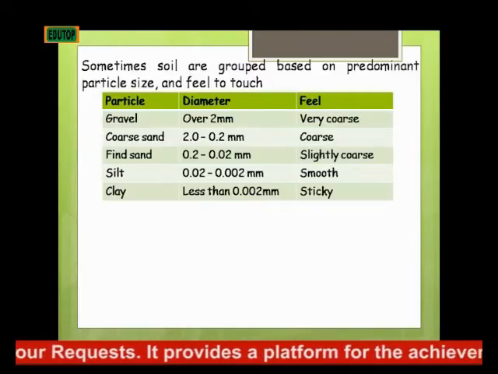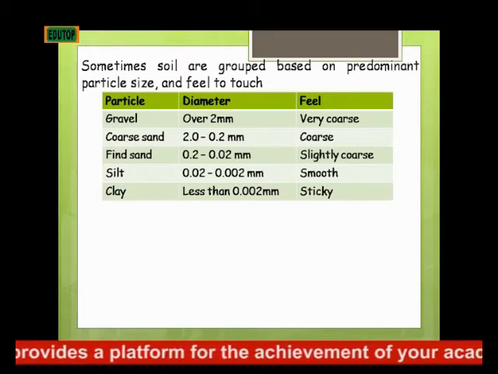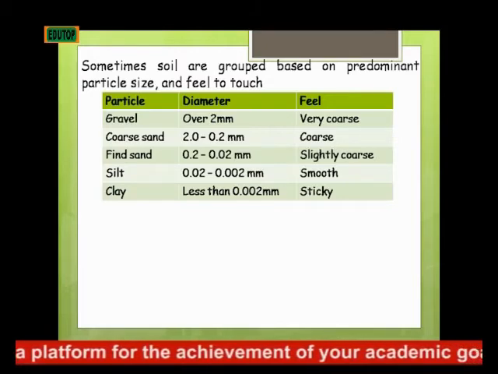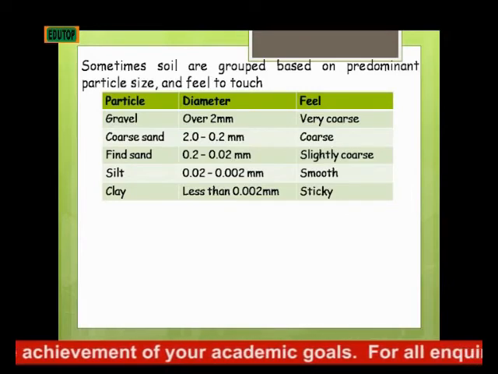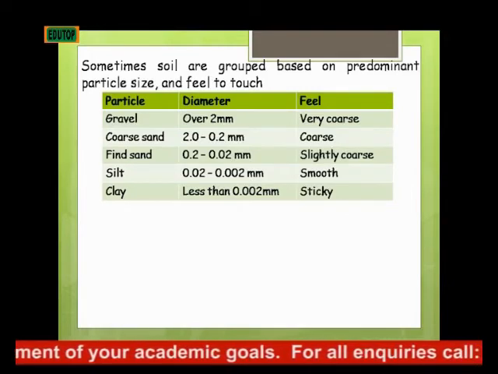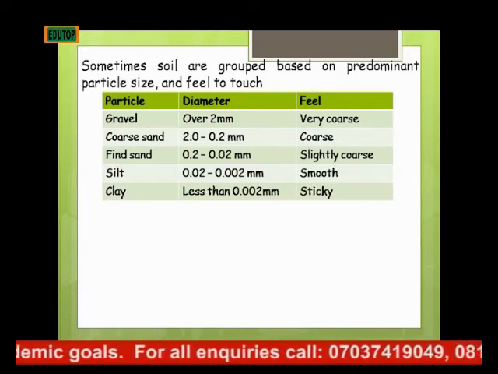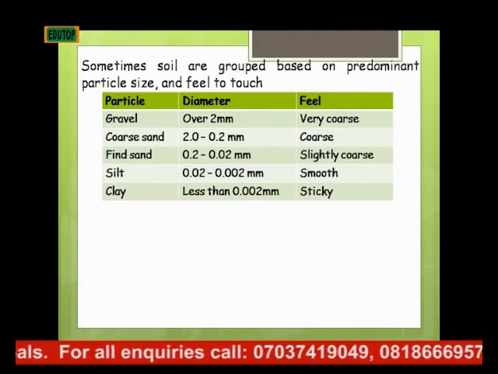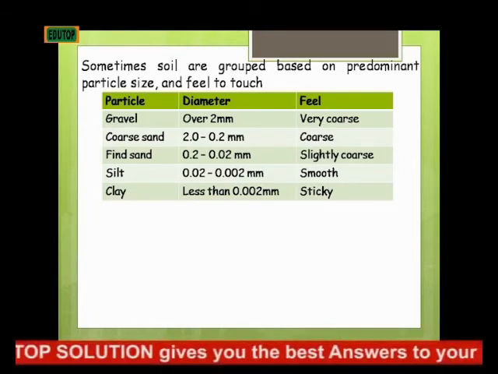Sometimes soils are grouped based on predominant particle size, and now we'll be looking at the grouping of soil based on particle size and the feel to touch. That is, when you touch them, how they feel in hand. When we look at the grouping that we have here, we have gravel as our first type of soil.